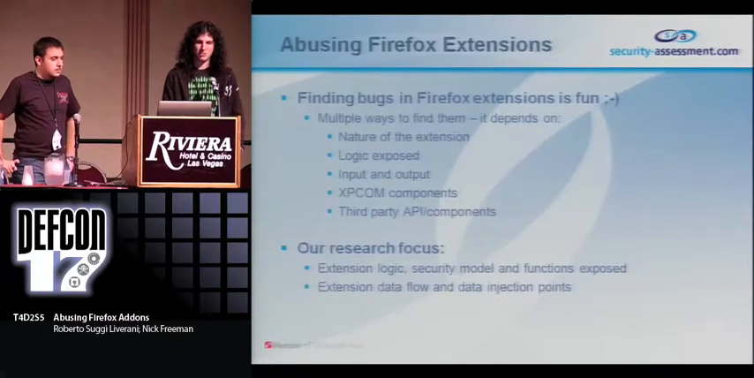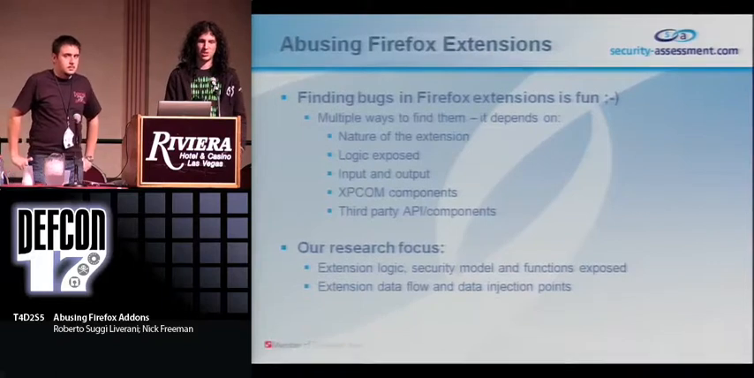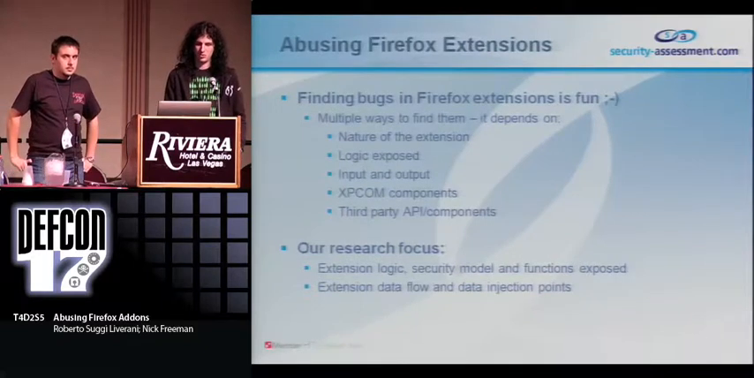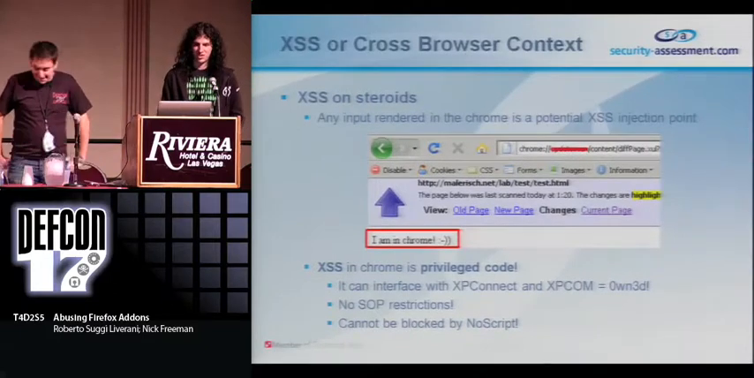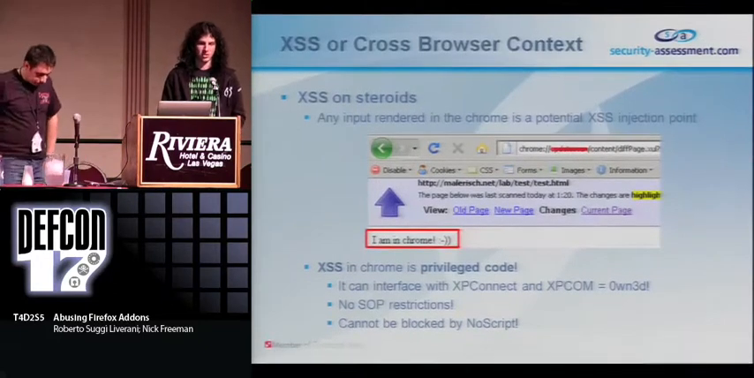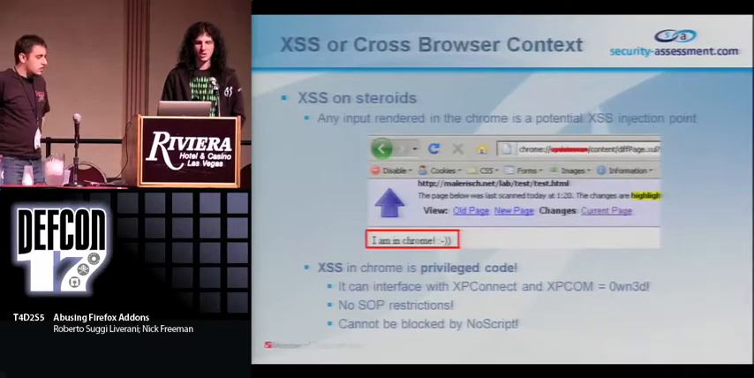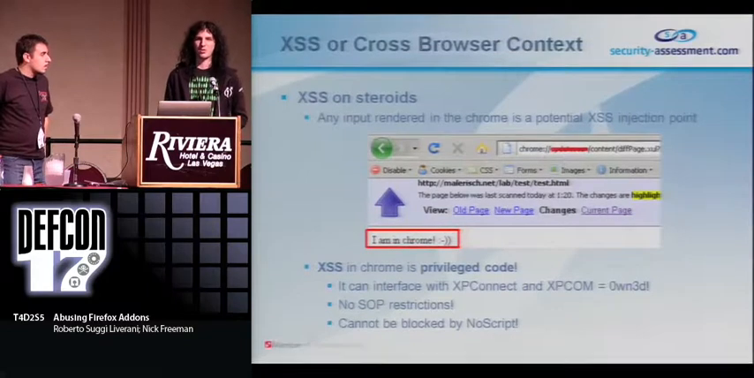Our focus was basically looking at extension data flow and injection points, and what we can do to cross-site script into the extension. Cross-site scripting into the Chrome privilege zone is real bad, because it's a privileged zone, it can contact the XPCOM components, which means you can read from the file system, write to the file system, run processes, and there's no same origin policy there.